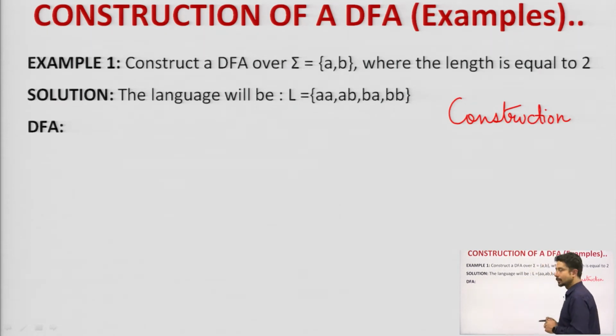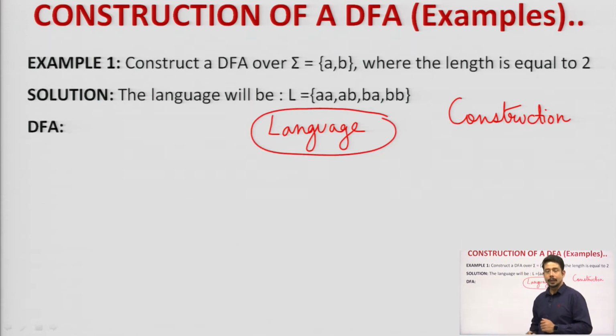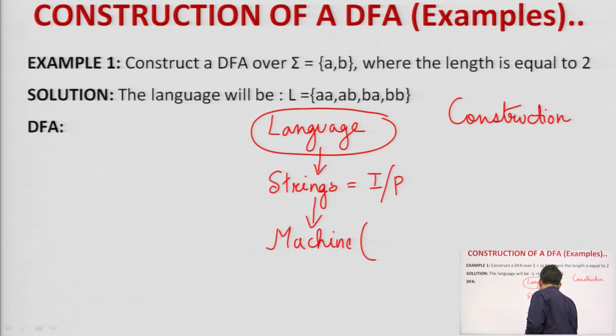So, for the construction purpose, we need to focus on two things. One is the language. Always remember that the language will be given to you, clear. From the language you need to identify the strings, which are nothing but inputs. From the strings, we need to analyze and put these strings into the machine format, that is the designing part. And this machine can be a finite automata, can be a Turing machine.